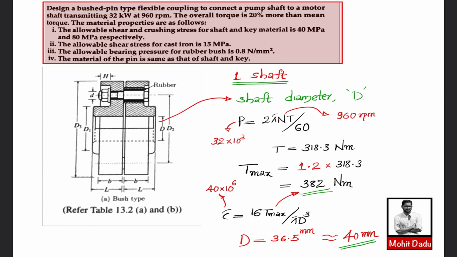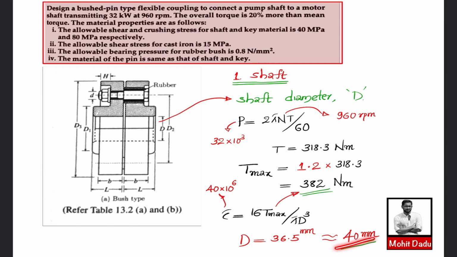We have to find the diameter of the shaft, for which we will use the maximum shear stress theory. The maximum shear stress developed, tau, equals the allowable shear strength, 40 into 10 raised to 6 pascal, equal to 16 T divided by pi d cube. You already know this equation, and we have seen it in the last coupling design also. Substituting the torque as 382 Newton meter and solving with proper units, you will get the value as 36.5 mm for the shaft, and we will be standardizing it.